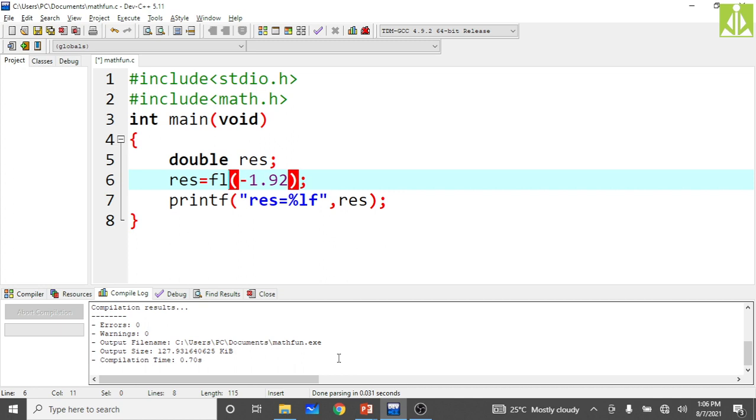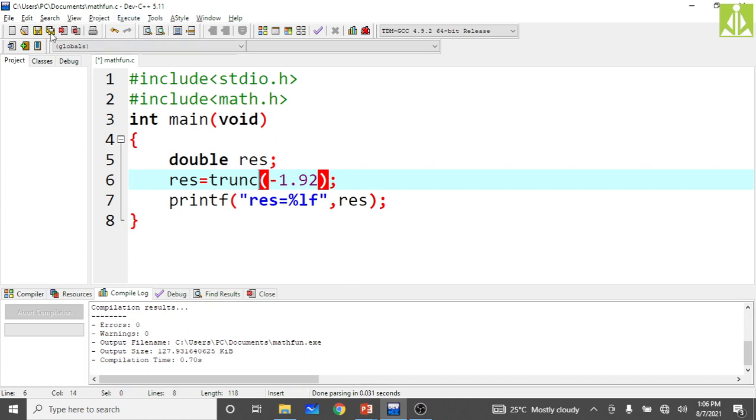So the same minus 1.92 I will take, and I am applying trunc because it is a double value. So trunc of minus 1.92. It is a negative number, so the nearest possible integral in the direction of 0 is minus 1. For minus 1.92, in the direction of 0, the nearest possible integral is minus 1.